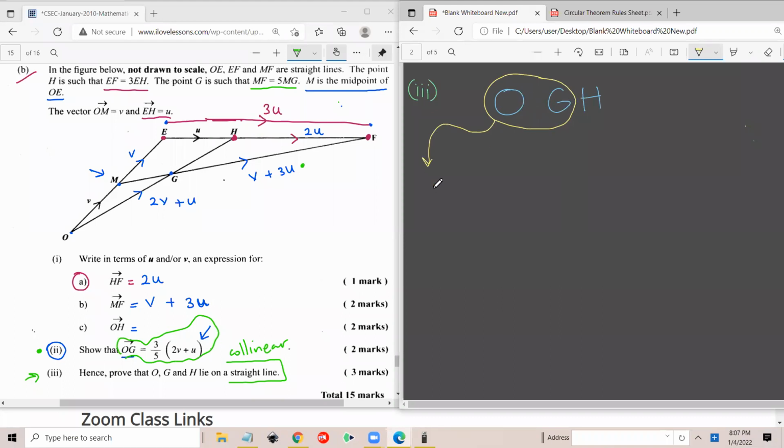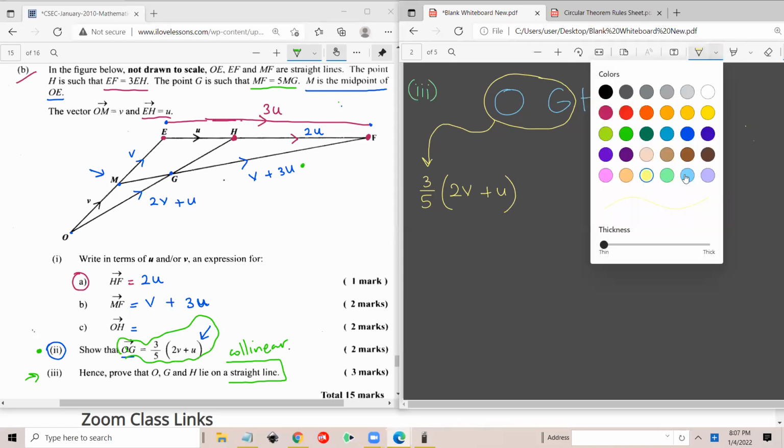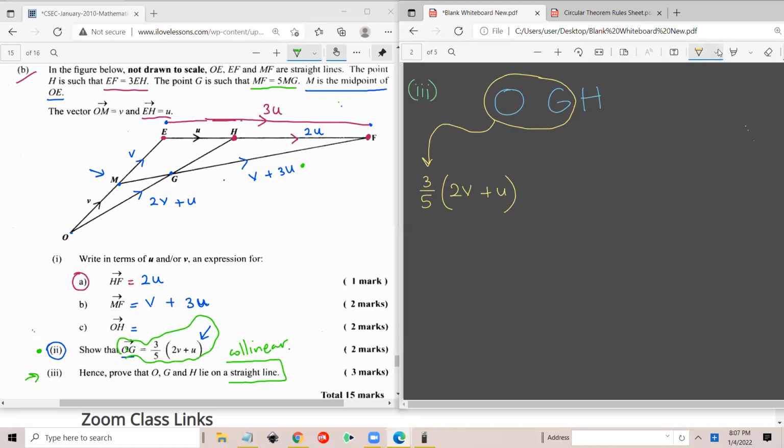Luckily for us, don't we already have OG? OG is how much? 3/5 (2V plus U). So I guess the examiner was kind of being nice to us. Part 2 is going to help us with part 3. Then after we find OG, we have to find what now? The next 2, the 2 last letters, which is what? G and H. So we have to find GH now. So I want everyone to attempt to find GH.